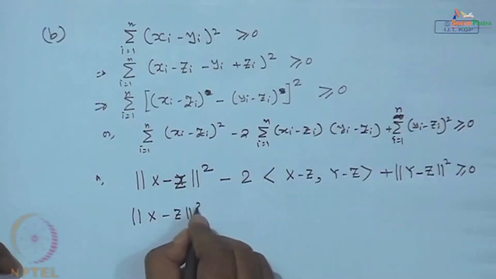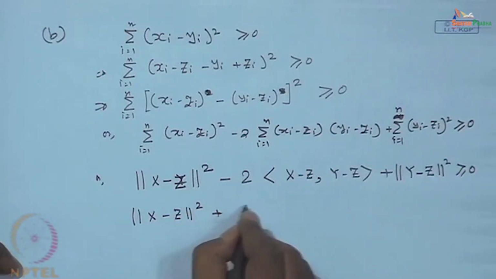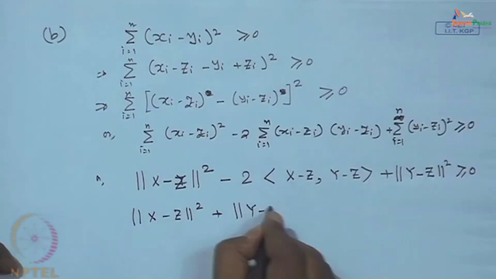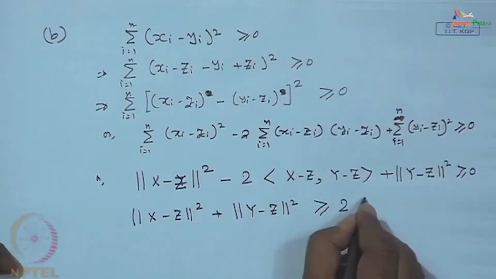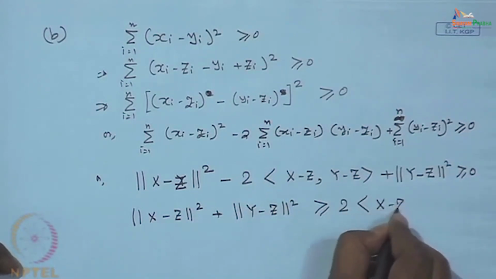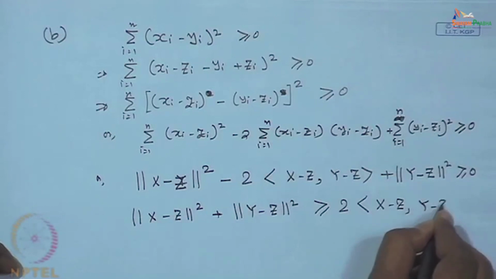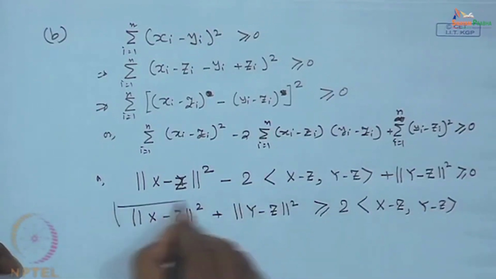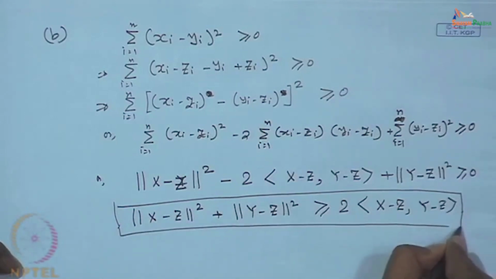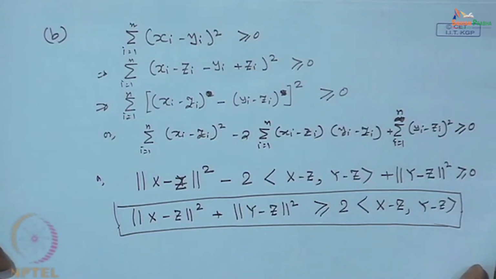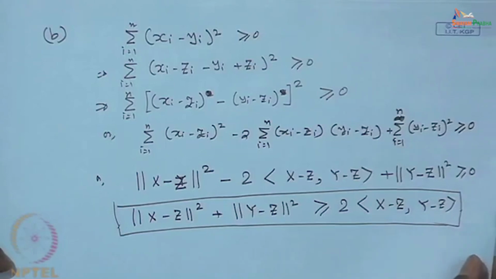So, this will be norm of x minus z squared plus norm of the vector y minus z squared should be greater than or equal to 2 times the inner product between the vector x minus z and y minus z. And that completes the proof of the third problem that we have looked into. Let us go to the next problem.